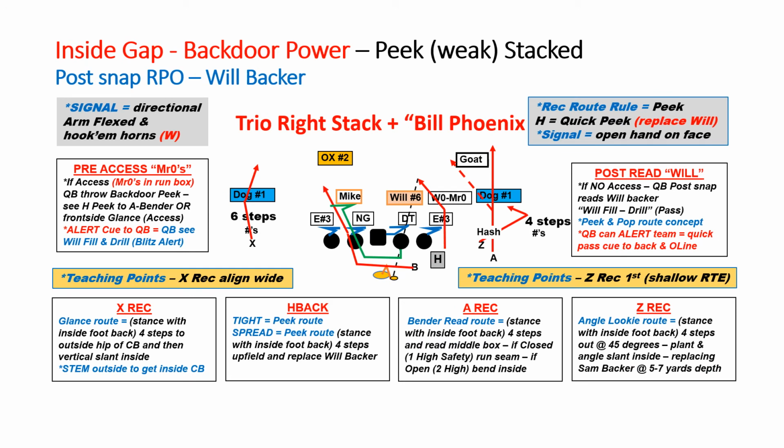We can do our backdoor power now where we get the peek route with the H. Again, Z and A still run their pop route with the Z doing the angle lookie going first, A bender read behind. H runs his normal peek route, replacing the wheel. X is on his normal split, running the glance.